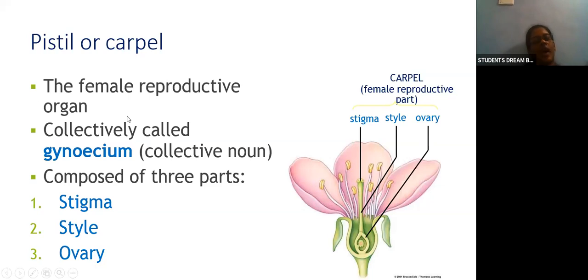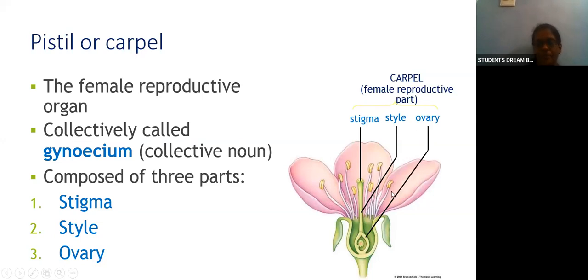அங்க நம்ம என்ன சொன்னோம்? The male reproductive structure is called as the androecium. So here the female reproductive structure is called as the gynoecium. Clear? So the gynoecium is composed of 3 parts: stigma, style, and ovary.